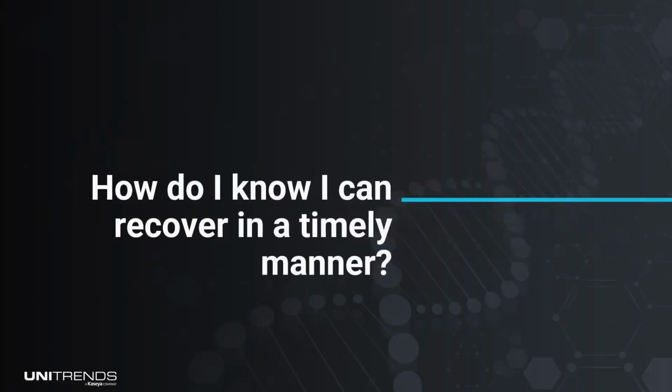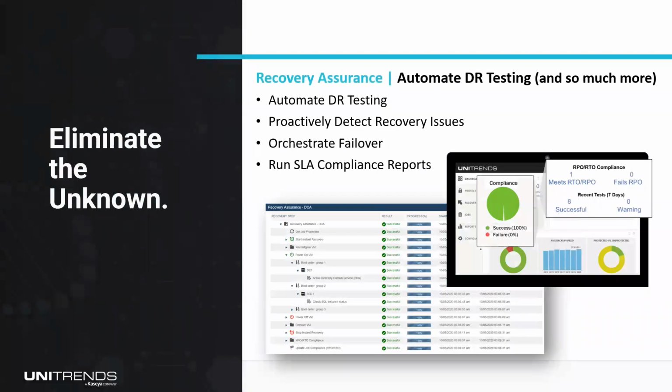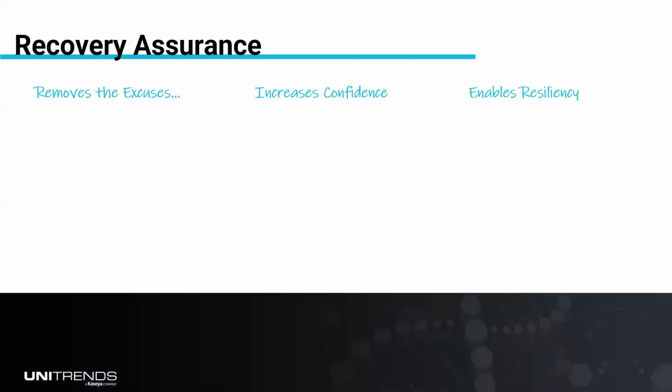How do I know I can recover in a timely manner? It's a key question that Unitrends can help answer with recovery assurance. With recovery assurance, we automate DR testing, proactively detect recovery issues, orchestrate your failover, and then provide detailed reports that show exactly how long it will take you to recover. Simply put, we eliminate the unknown.